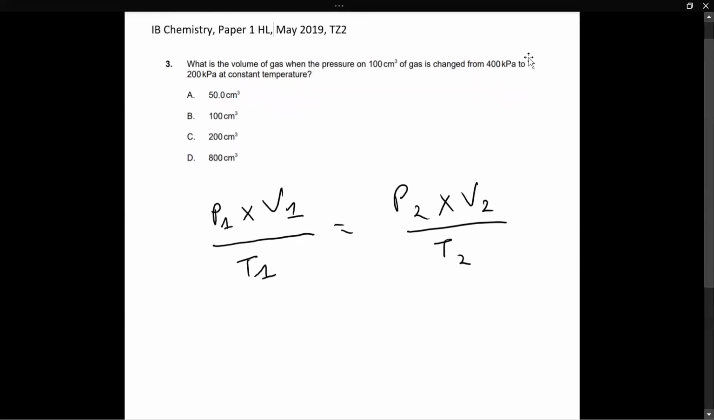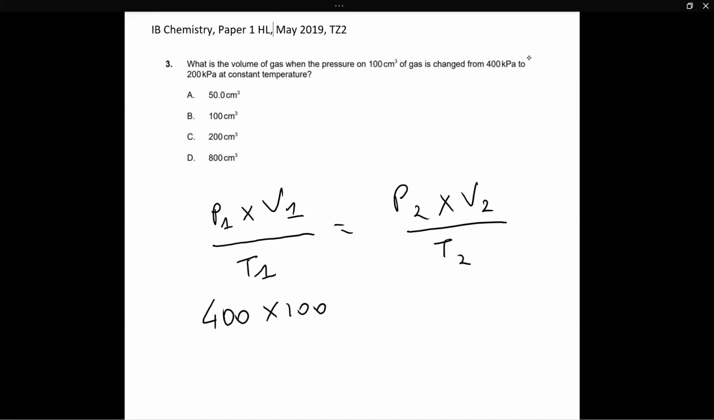So in relation to our question, the pressure in the beginning is 400. The volume is 100, as they've told you. That's the initial volume. So 1 is the initial value: the initial pressure, the initial volume, the initial temperature. And 2 is the pressure or the volume or the temperature after they have changed something. Now, in this case, the temperature remains constant, as they have mentioned. The volume does change. That's why they've asked you to calculate what the volume will be. And the pressure, as you can see from the question, has changed.